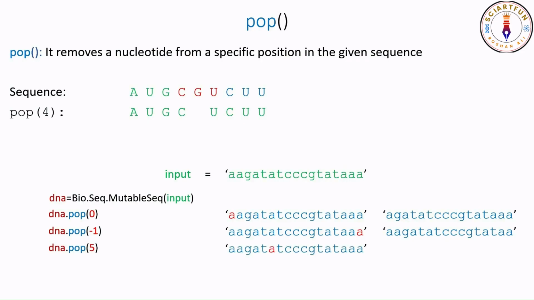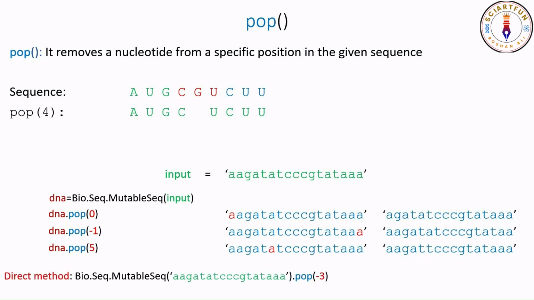Pop(5) will remove the nucleotide from the 5th position. Actually it's the 6th position, but Python calls it the 5th position, because it starts counting from 0. Here is the direct method. Here we remove the 3rd nucleotide from the right side. You have to type -3 for this purpose.